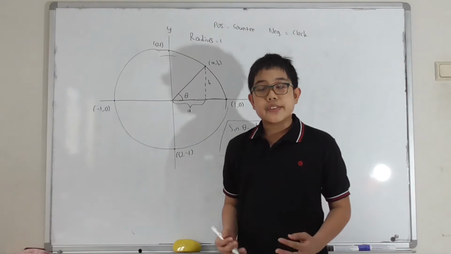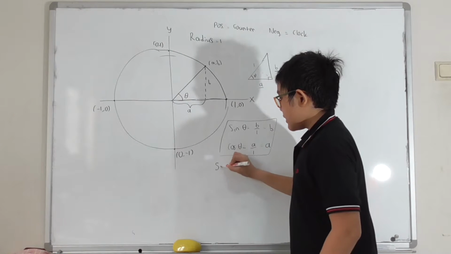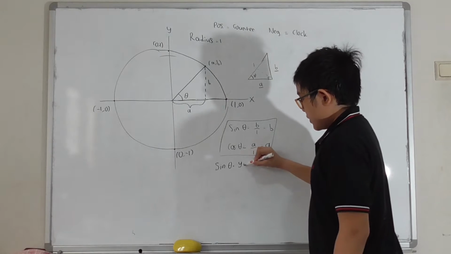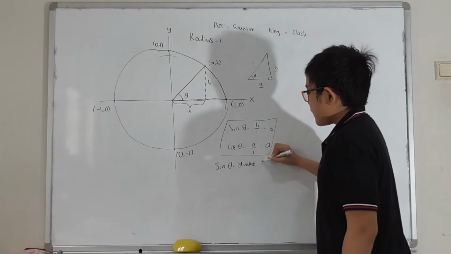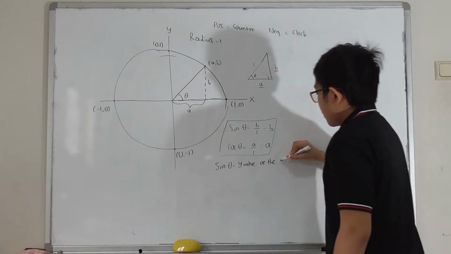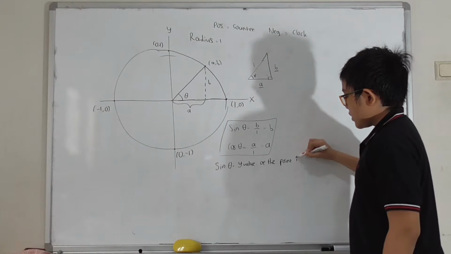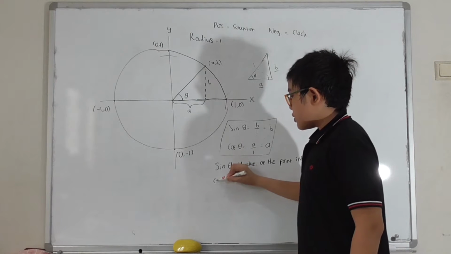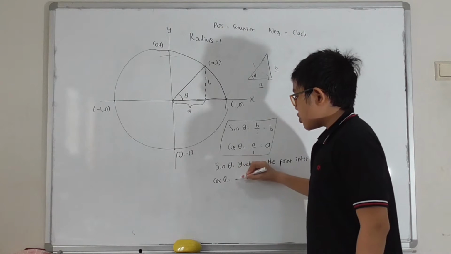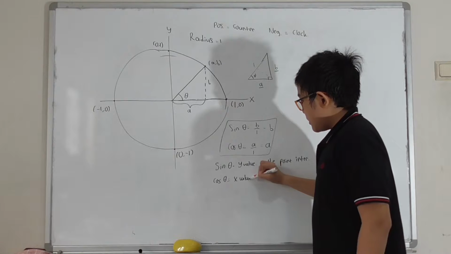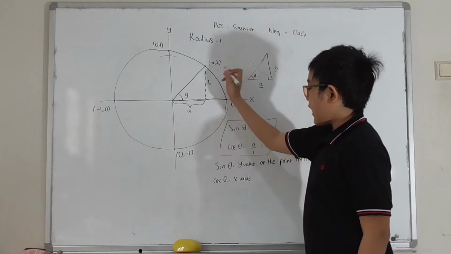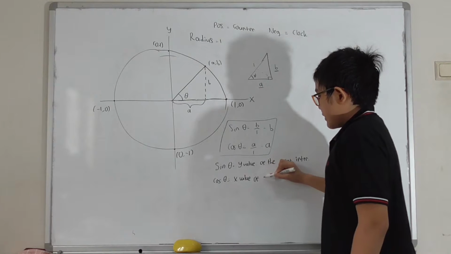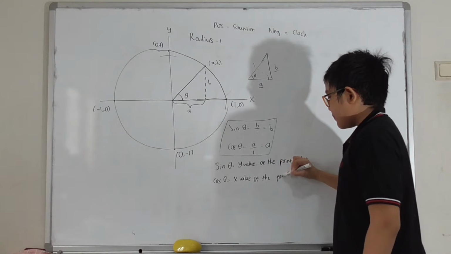So then, we can say that the sine of the angle is going to be the y value of the point of intersection in the circle. And then, we can say that the cosine of the angle is going to be the x value, because A is the x value, of the same point of intersection.